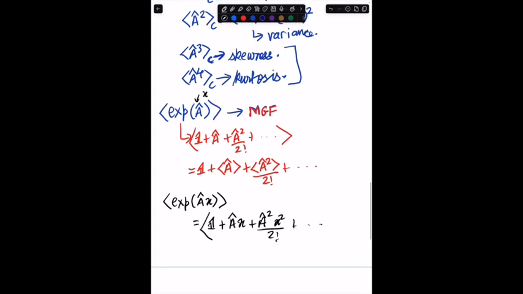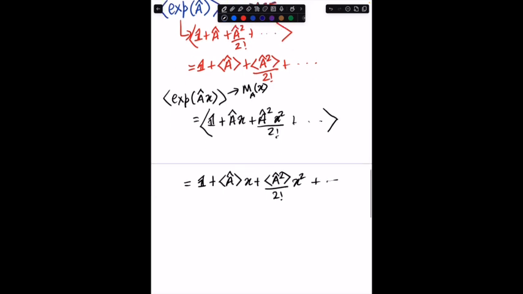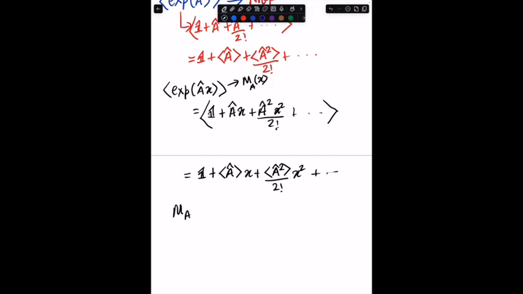You take an expectation. So this expectation will only act on a hat. So you get identity (let me not put the hat because I haven't been putting it at other places), plus expectation of a hat x, plus expectation of a hat square upon 2 factorial x square, and so on. They will take this moment generating function and call it m as a function of x for this random observable a hat. So you can call it m a x.